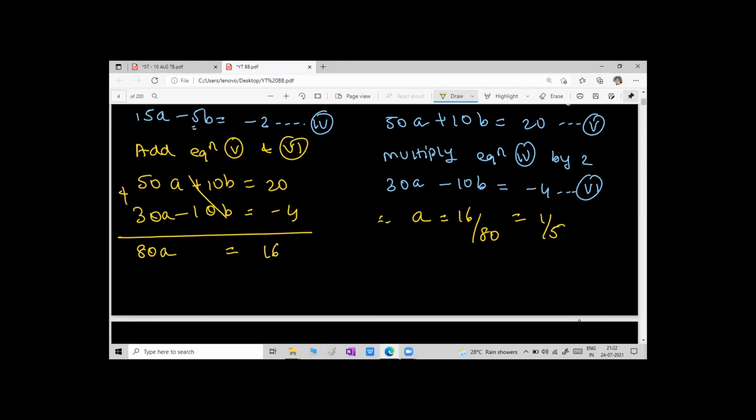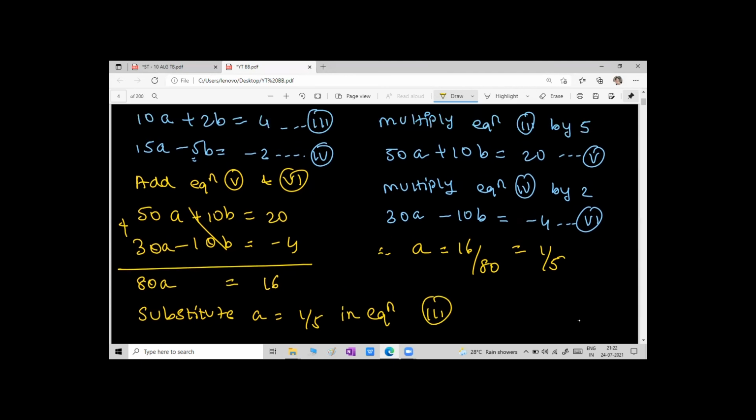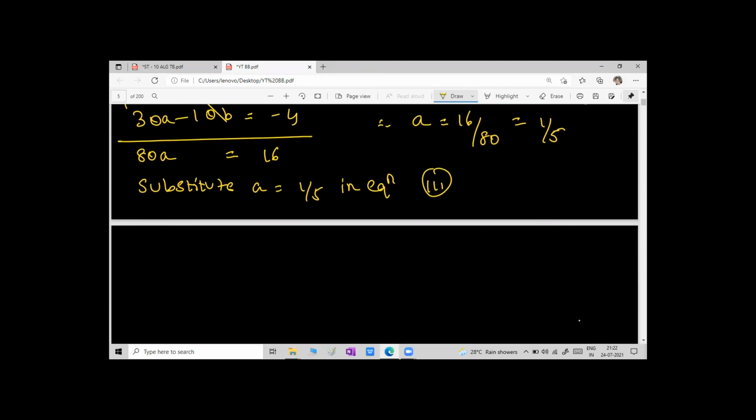Therefore substitute, इधर ही लिखता हूँ, substitute a is equal to 1 by 5 in any of the equations you like. I will substitute in equation number 3. ठीक है? So what is our equation number 3, guys? Equation number 3 is 10a plus 2b is equal to 4. So let's just substitute 10 into 1 upon 5 plus 2b is equal to 4.